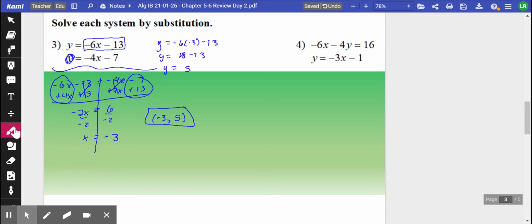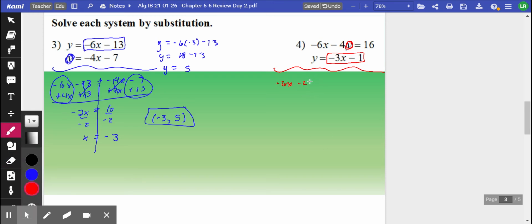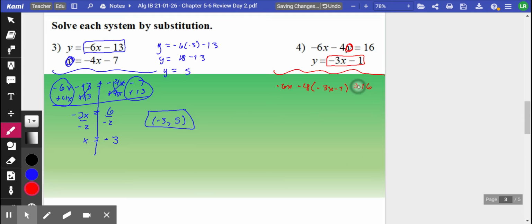Okay, for the second one, now be very careful with this one because it's just the bottom one that's solved here. It's y equals, so that's where I'm putting the y. And since it's in the middle, remember we have to put a parenthesis there. So when I write that top equation, I would have negative 6x minus 4, and then we have our parentheses where that y is, equals 16. And inside the parentheses is where we put the negative 3x minus 1. And that gives me my equation to solve.